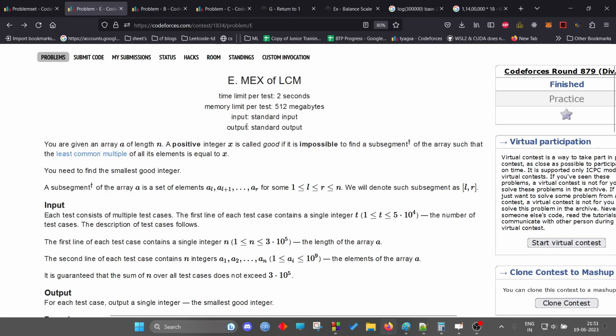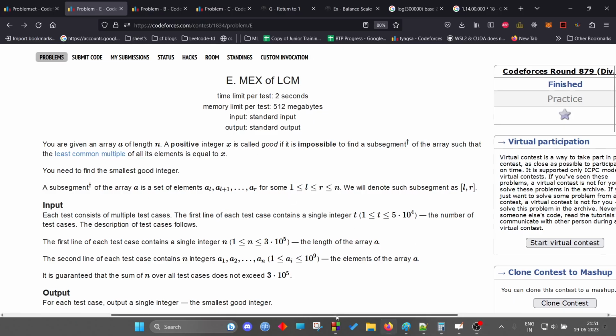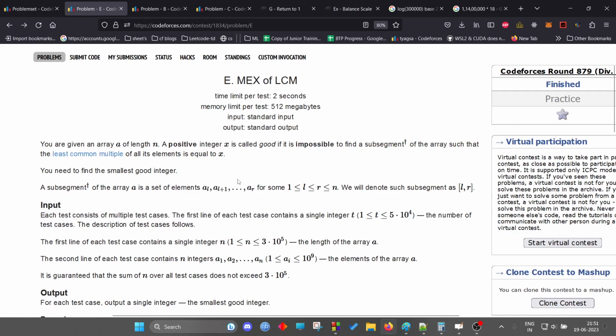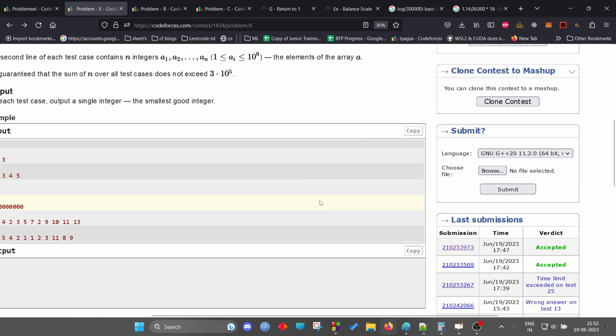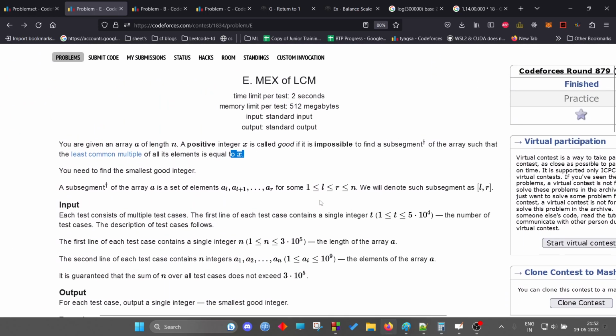Hello everyone, we'll discuss problem E, MEX of LCMs of round 879. And a small disclaimer, I have not read the tutorial. So my solution passes, but it might not be the most optimal solution.